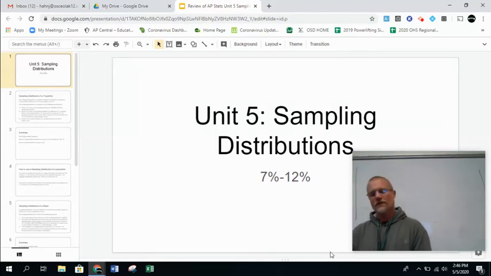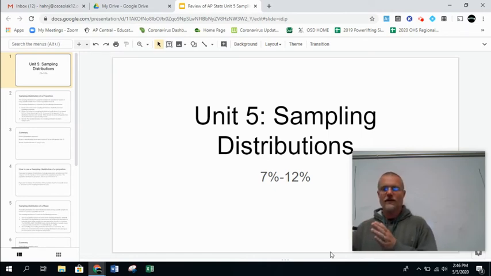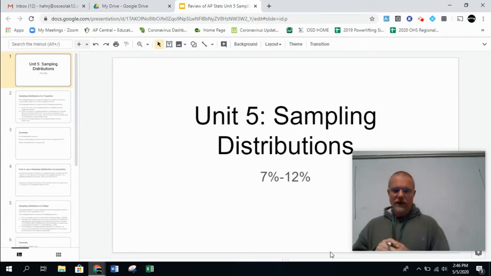Hi, everybody. We're going to look at sampling distributions now, and we're going to divide it up as far as proportions and means. So we're going to talk about sampling distributions, and then we're going to talk about how we use them in inference, and then how we talk about sampling distributions in means and how we use those in inference. We're going to do it for proportions and means.